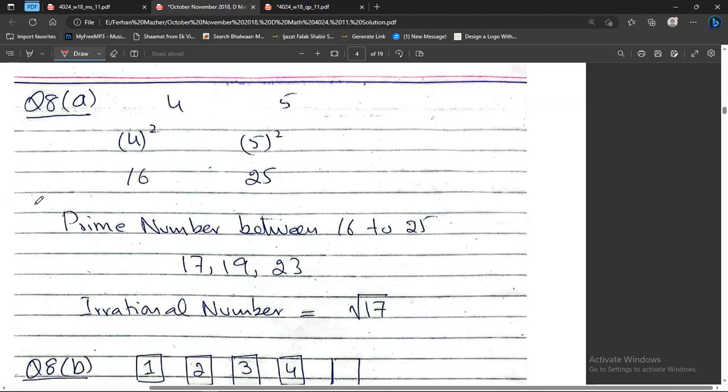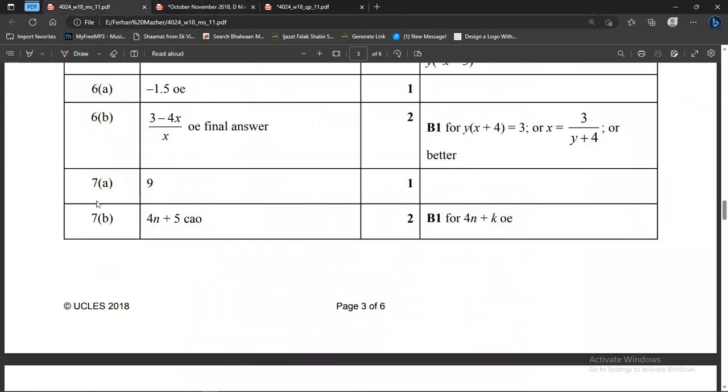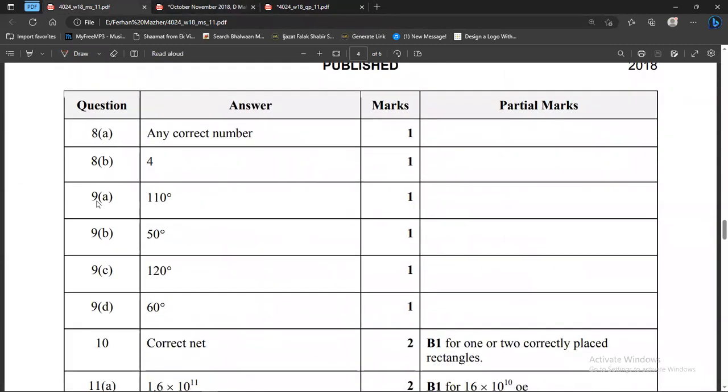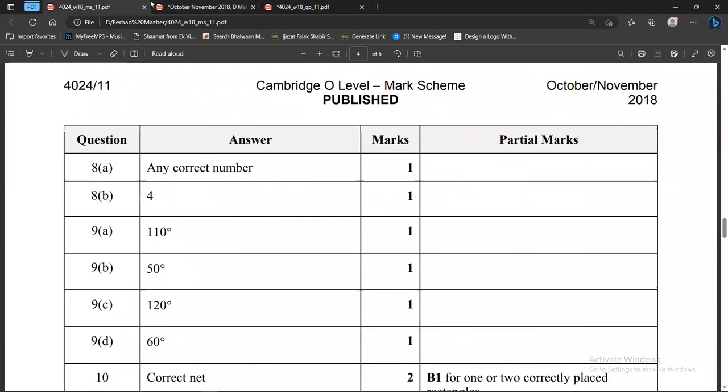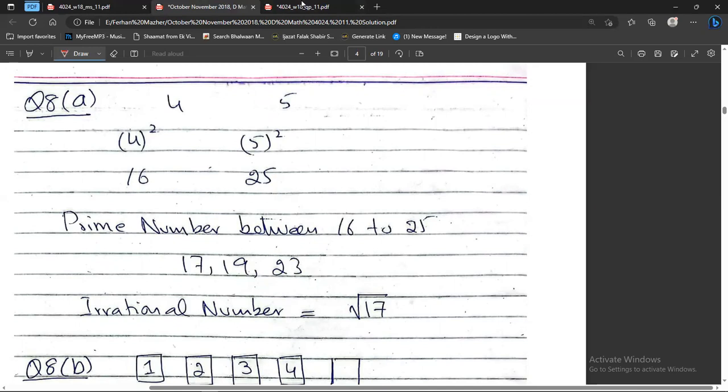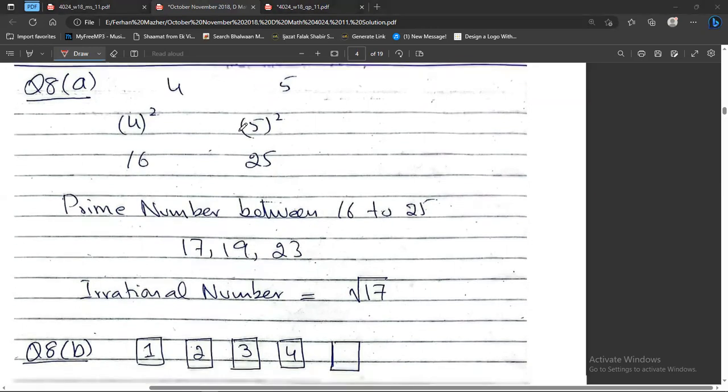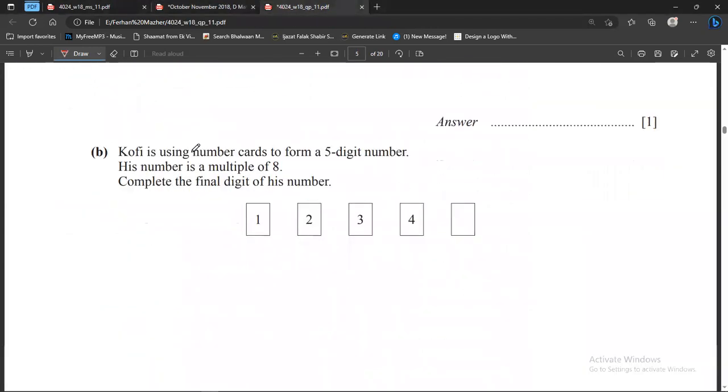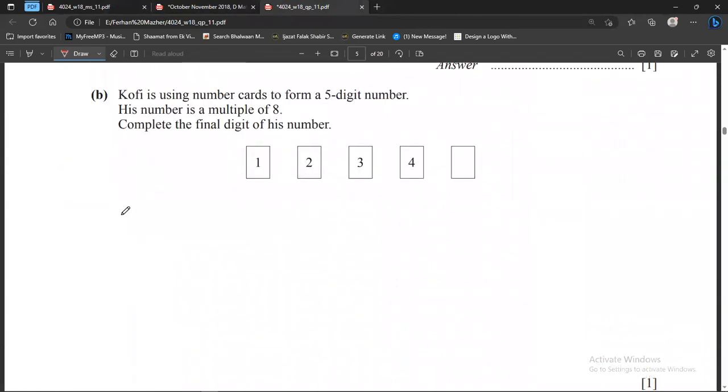Take its square root, and that will be the irrational number between the 4 and 5. So for example, I take 17, square root of the 17 will be the irrational number between the 4 and 5. I hope you have understood the method. And okay, so question number 8, and it's B part 1 mark question.